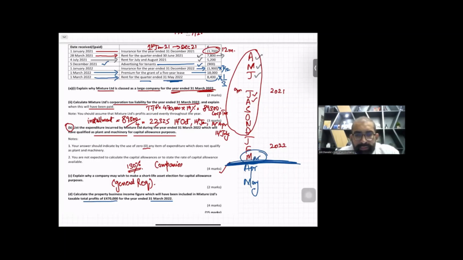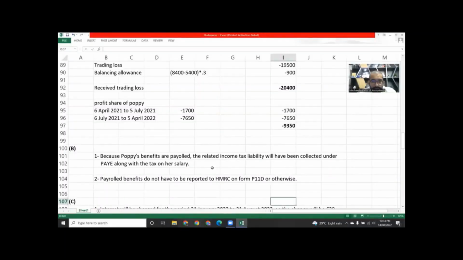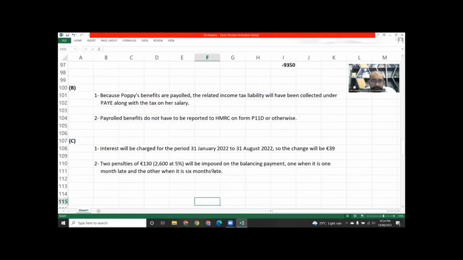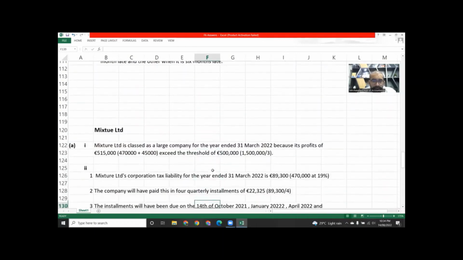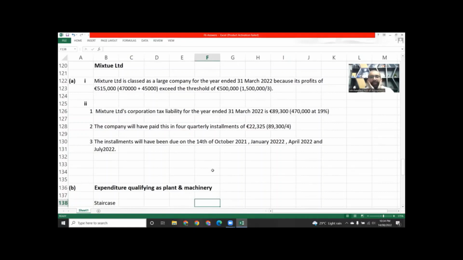Okay, now I'm moving myself to the Excel part. See, this is the first part. This is how you have to write the first part. You remember there were three companies, including a 51% group of companies, and one is Mixture Limited. So yes, the limits will be divided by 3.